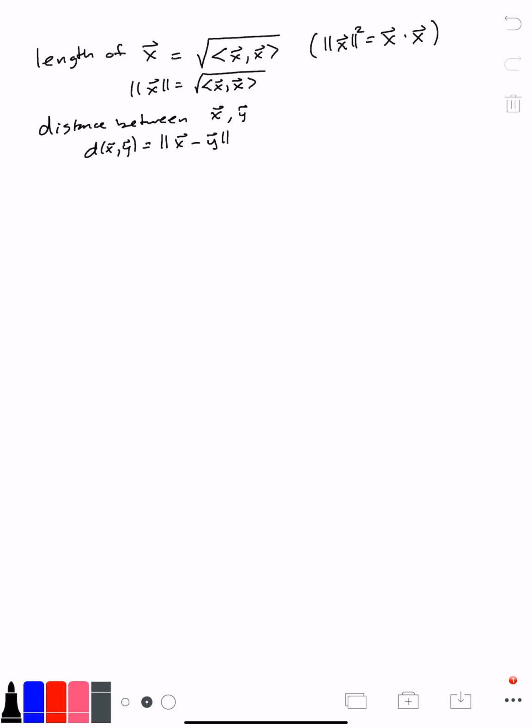Then on top of that, we can find the angle between two vectors, using the standard formula: cosine theta is x dot y over the length of x times the length of y. Again, this is a way to define angles between, say, polynomials, or angles between matrices, or angles between arbitrary continuous functions. It's a really interesting way here.